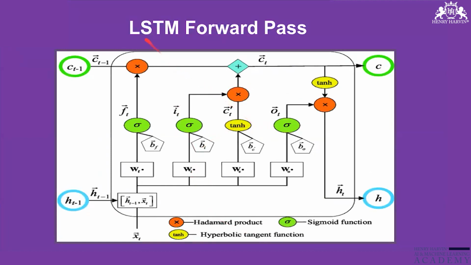The diagram for LSTM forward pass. Hyperbolic tangent function. We are applying some weight, multiplying, and then processing through the layer. These are Hadamard products, and this is the sigmoid function. This is the tanh function. So these are activation functions.